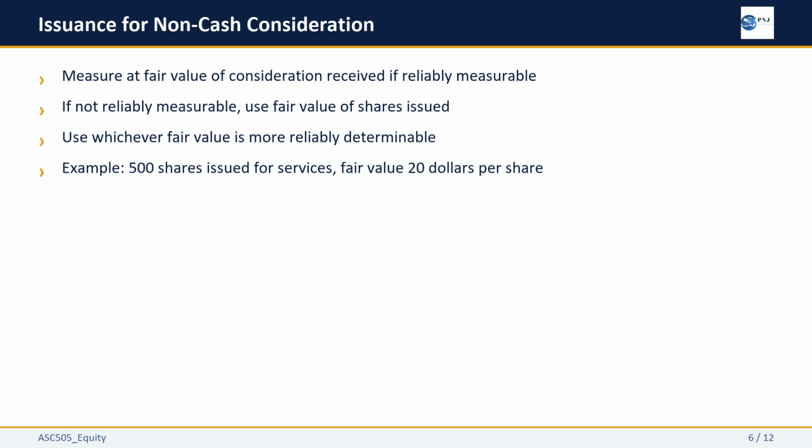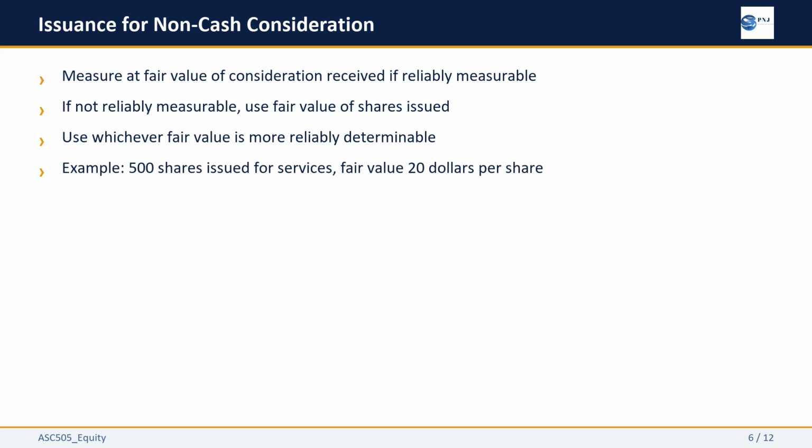What happens when a company issues shares for something other than cash, say, for land, equipment, or professional services? The measurement principle is: record at the fair value of the consideration received. If the asset or service has a reliably determinable fair value, use that. If it does not, for example, highly specialized or illiquid assets, then fall back to the fair value of the shares issued, whichever is more reliably measurable.